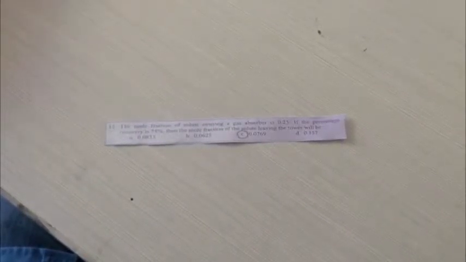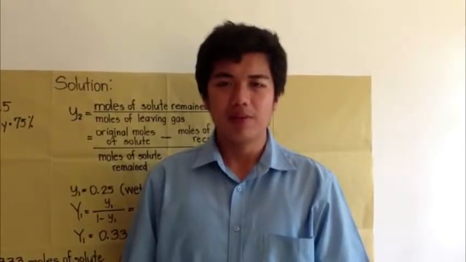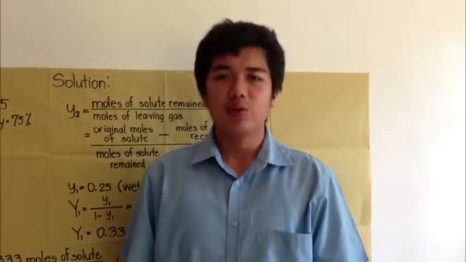The problem says, the mole fraction of solute entering a gas absorber is 0.25. If the percentage recovery is 75%, then the mole fraction of the solute leaving the tower will be. This is a simple material balance problem, but we can solve it in different ways.